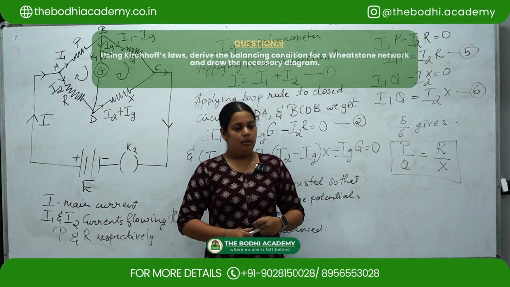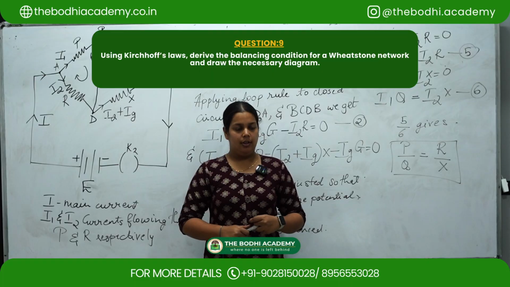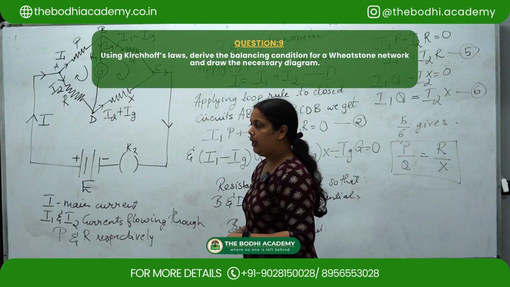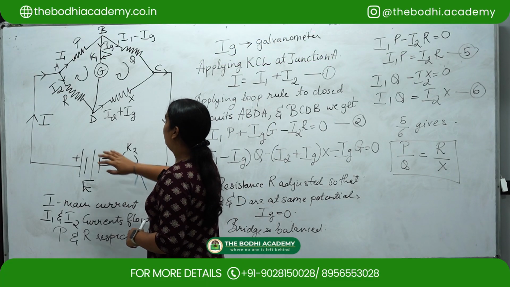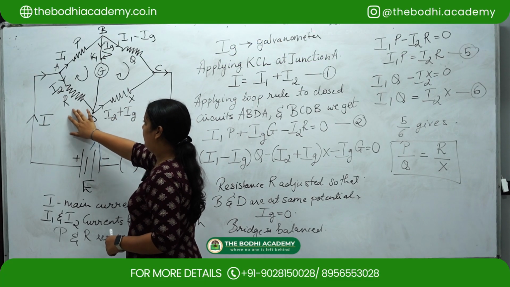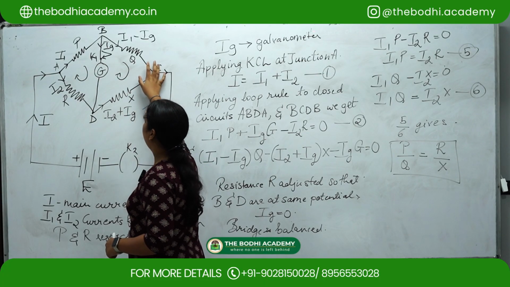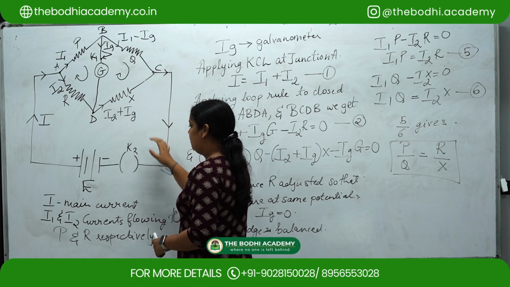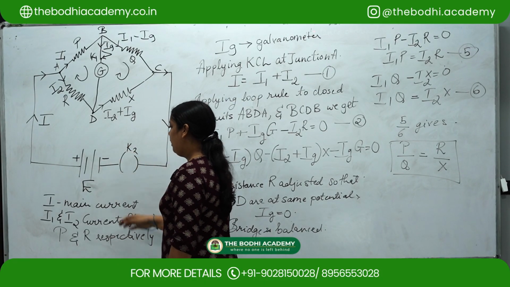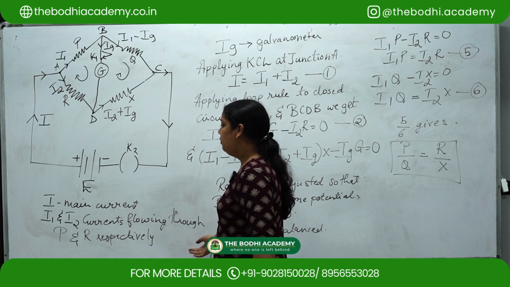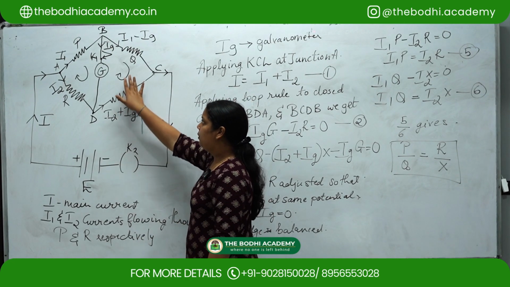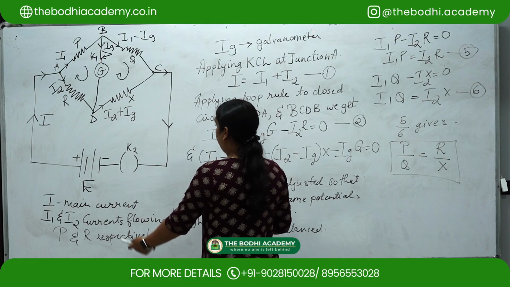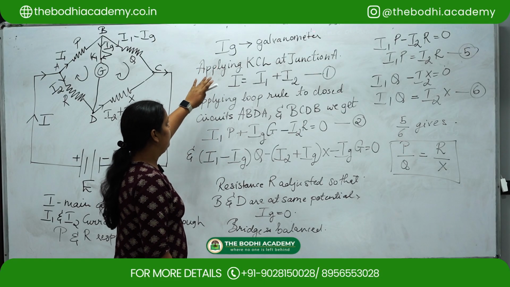Using Kirchhoff's law, derive the balancing conditions for the Wheatstone network and draw the necessary diagram. So we have a Wheatstone bridge diagram. There are four arms A, B, C, D, and current I2 passes through R, current I1 passes through P, I1 minus Ig passes through the Q resistor, and I2 plus Ig passes through X. So taking I as the main current and I1 and I2 as the currents flowing through P and R respectively. There is also one galvanometer, a battery and K2. Ig is the current flowing through the galvanometer.